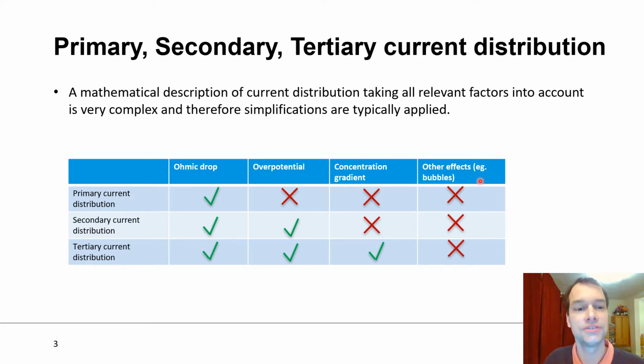And you can see that here. In the primary current distribution, we only take the ohmic drop into account. In the secondary current distribution, we take the ohmic drop and the overpotential into account. And in the tertiary current distribution, we take the ohmic drop, the overpotential, and the concentration gradient into account. None of these takes these other effects into account, so that would be an even more complex description. But as said, that's never feasible. So we will now briefly discuss these three types of current distribution.